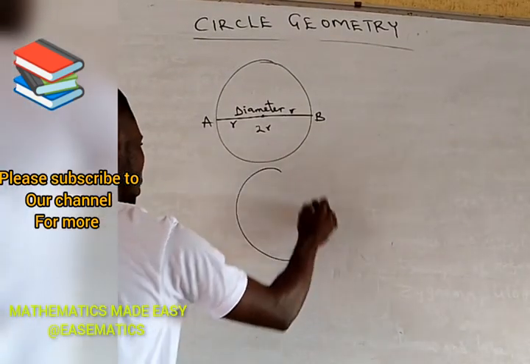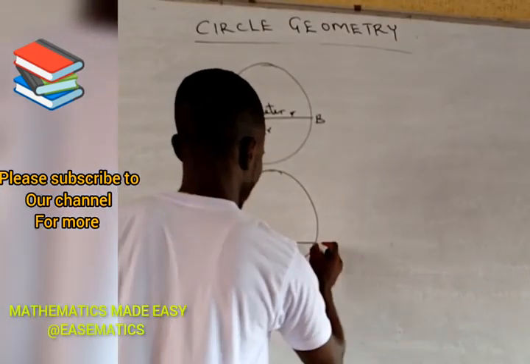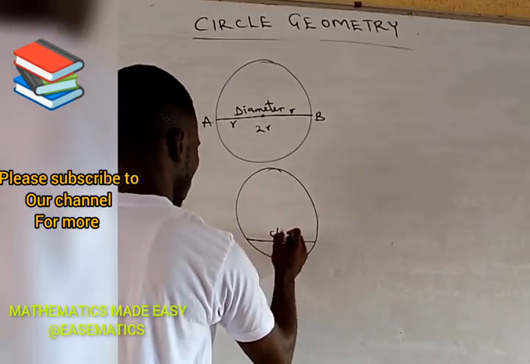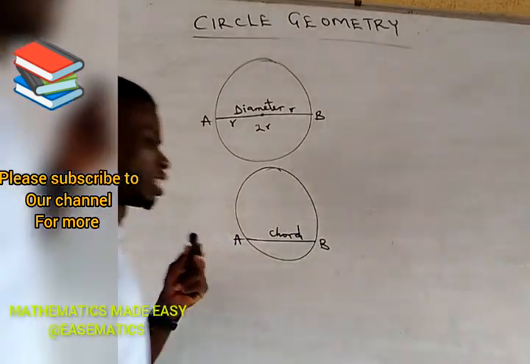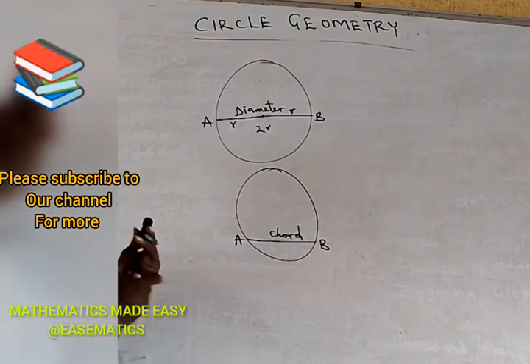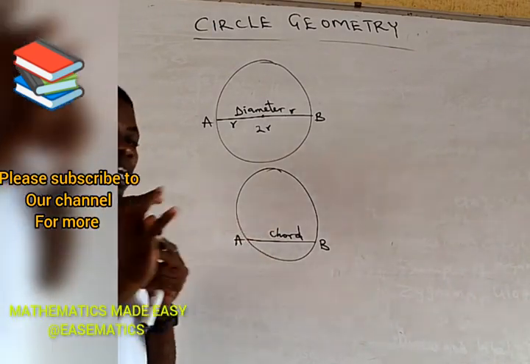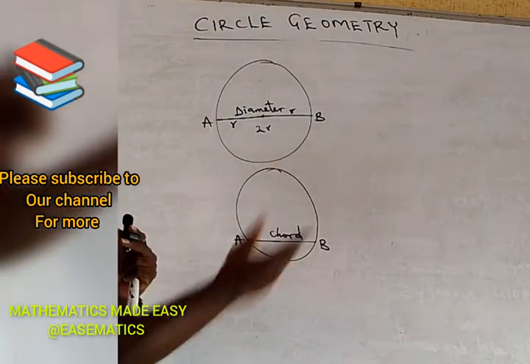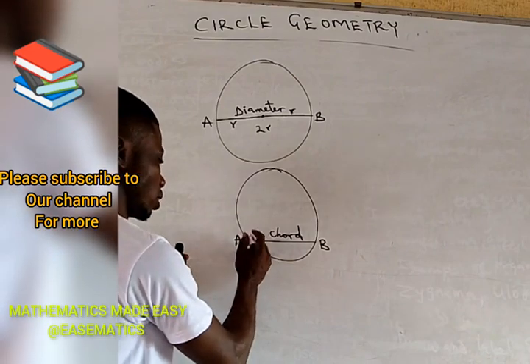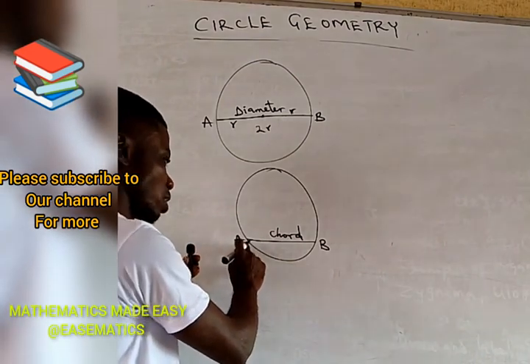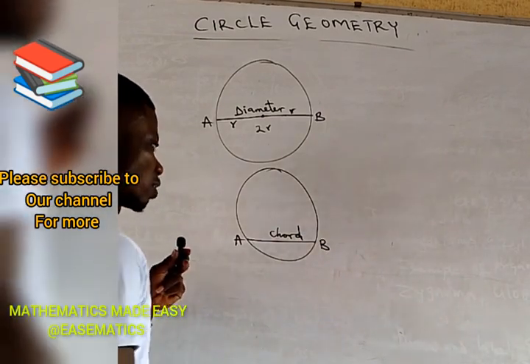Another part of a circle we need to know is what we call a chord. Just like the diameter, a chord is any line segment running from one part of the circumference to another part of that circumference.